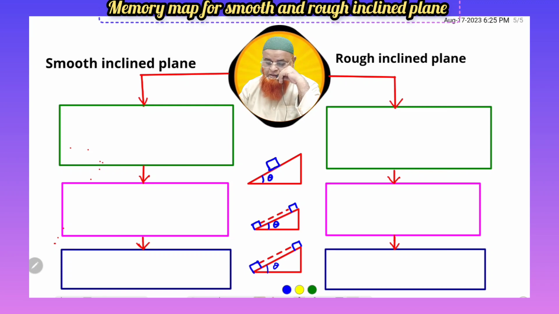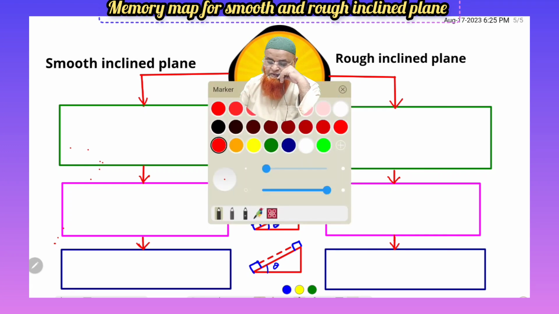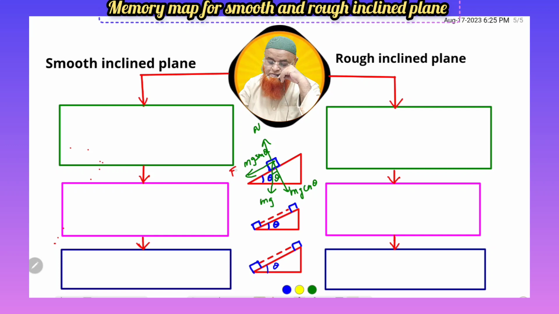Okay, so I have taken a wedge here. Normal reaction is acting in this direction. mg is acting exactly downwards. That means in this direction, this is theta, this is mg cos theta, and this is going to be mg sin theta. Okay, so therefore the resultant force acting on the body is mg sin theta here.